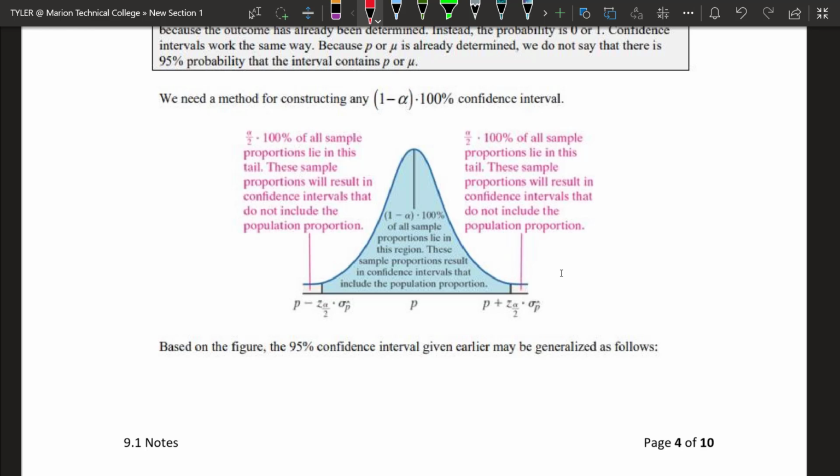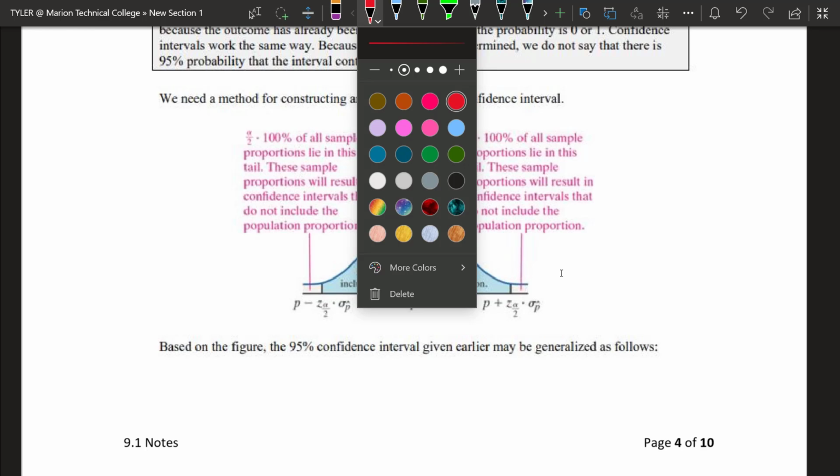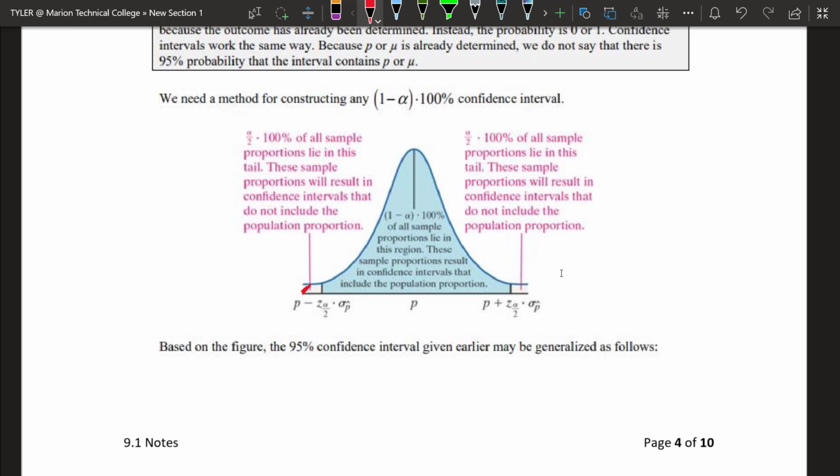But in general, remember that I'll circle or shade these in red. These tails, the sum of that area, the area of the tails, equals alpha. So this area is alpha divided by 2, and this area over here is alpha divided by 2. That's why we have this z sub alpha divided by 2 here using that notation, and since it's symmetrical, this over here would just be the negative of that. So that's why we subtract it from there. And that's how we can get that margin of error. So this is just in general.